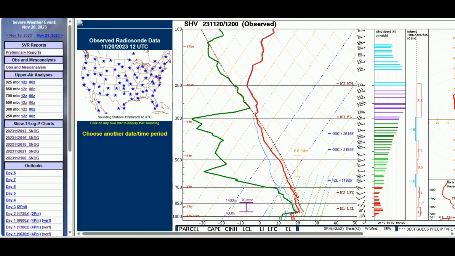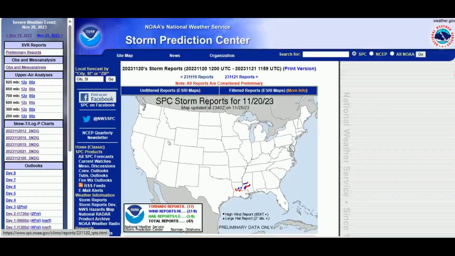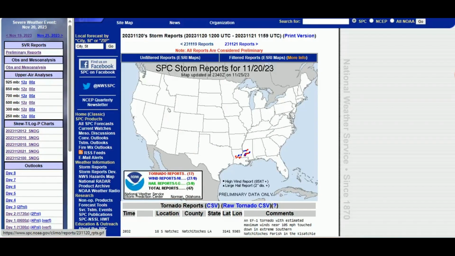But now we're going to move on to the second part of this video, and let's talk about the different kinds of soundings that are associated with severe weather. So to illustrate this, let's revisit the severe weather event back on November 20th. And so these are the storm reports back from this day. And so we had a total of 17 tornado reports and about 50 severe weather reports, generally speaking, mostly a tornado and damaging wind event across central Louisiana and southern Mississippi.